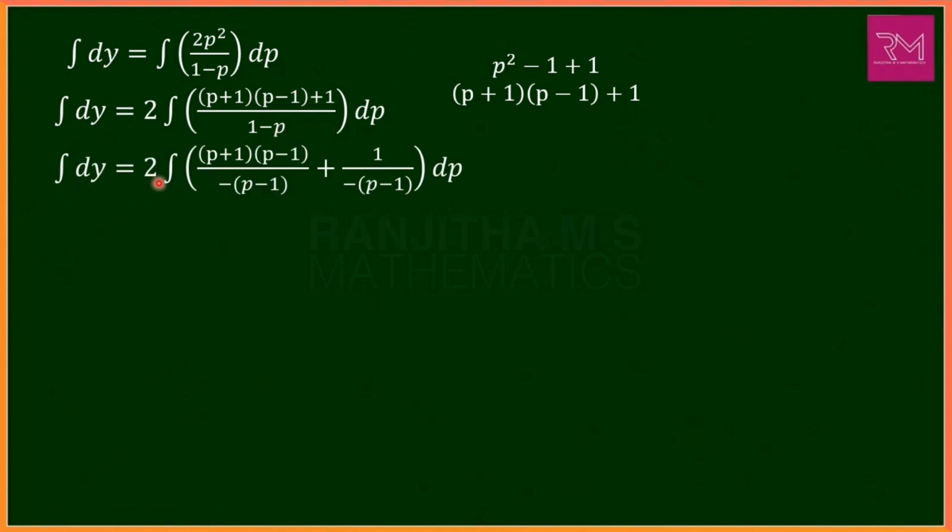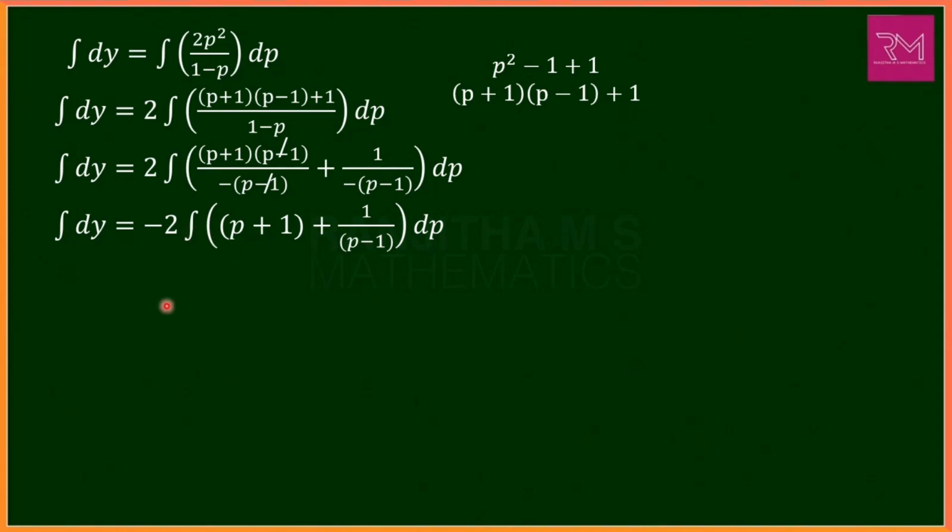That is, integration of dy is equal to 2 into integration of, here we have the (p plus 1)(p minus 1) term. In the denominator we have 1 minus p, so we have to take it as p minus 1 with a minus sign. Take minus as common, we get in the denominator minus of (p minus 1). Plus, here also integration of 1 divided by, here also we take minus common, we get minus into (p minus 1) into dp. Next step, here p minus 1 in the numerator and p minus 1 in the denominator, we can cancel. Here also minus sign, here also minus sign, take the minus sign outside the integration. We get integration of dy equal to minus 2 into integration of (p plus 1) plus 1 by p minus 1 into dp.